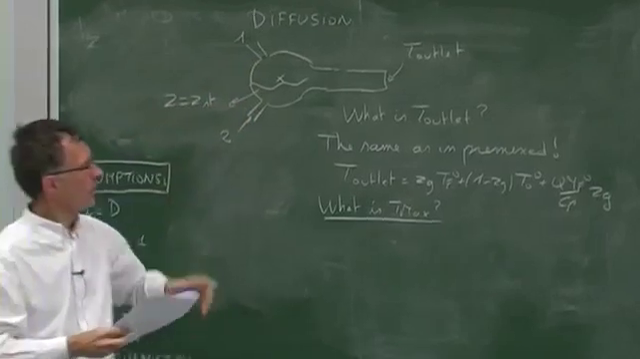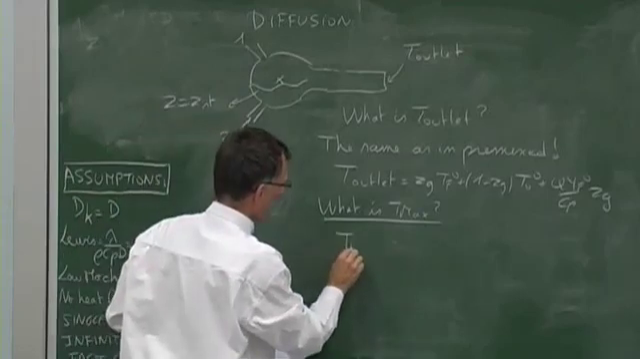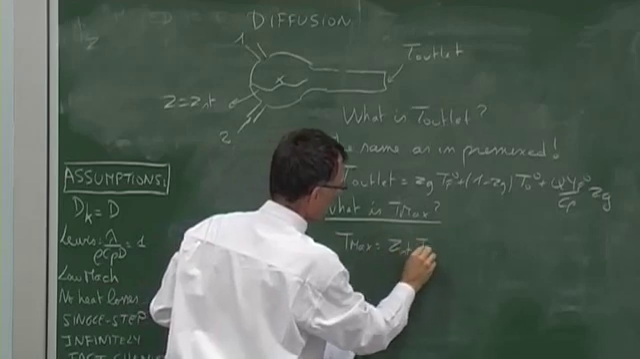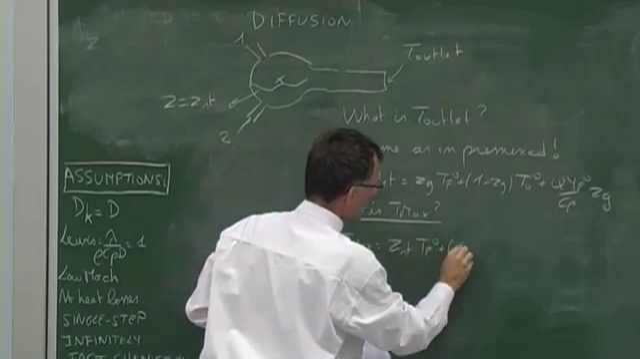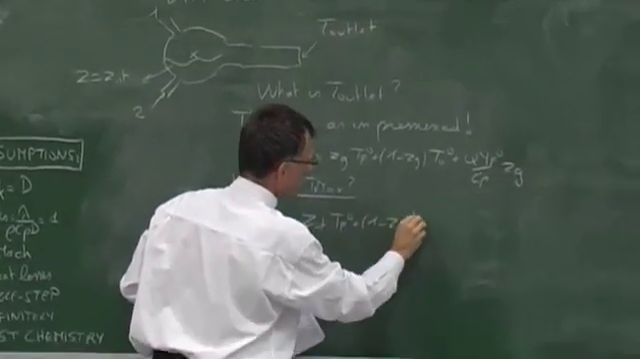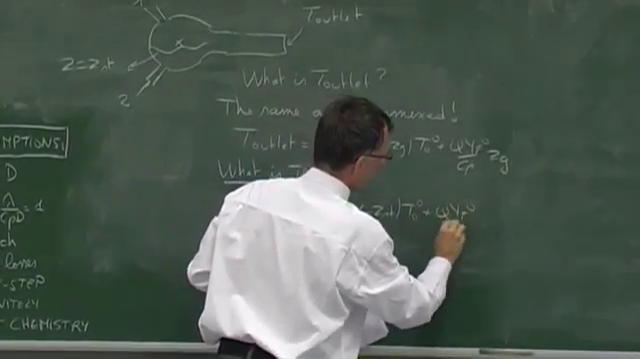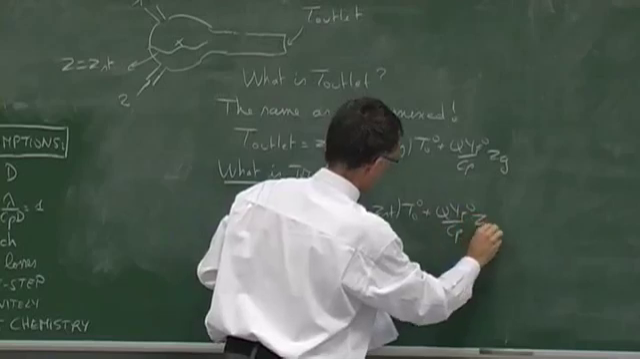And at this point, the maximum temperature will be equal to Z stoichiometric Tf0 plus (1 minus Z stoichiometric) To0 plus Q YF0 over Cp Z stoichiometric.